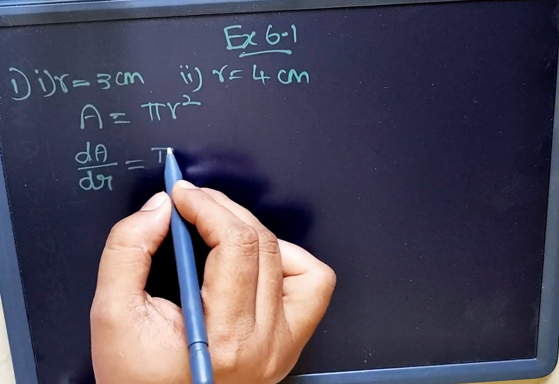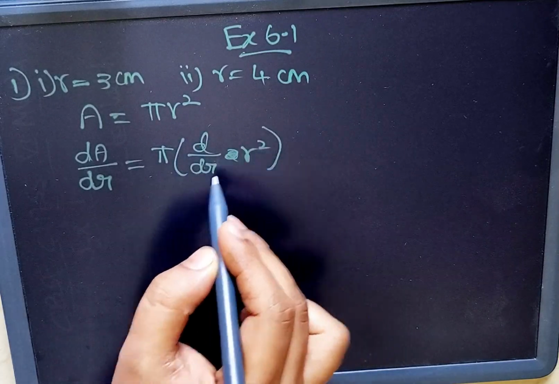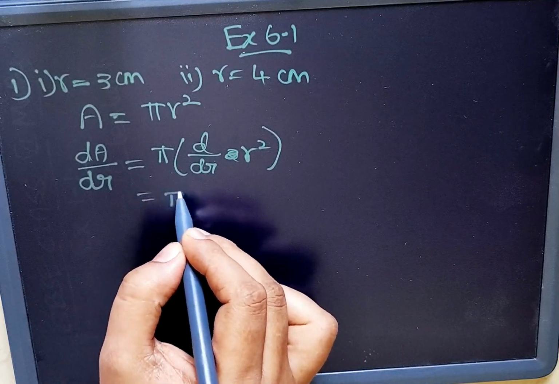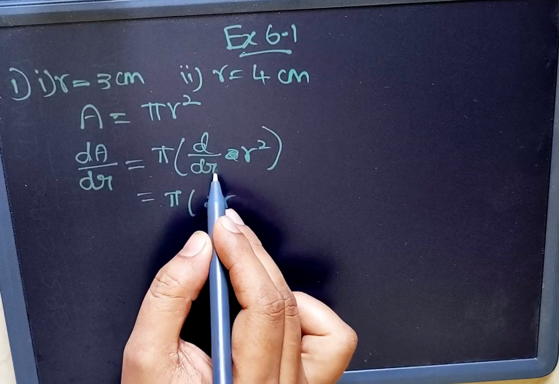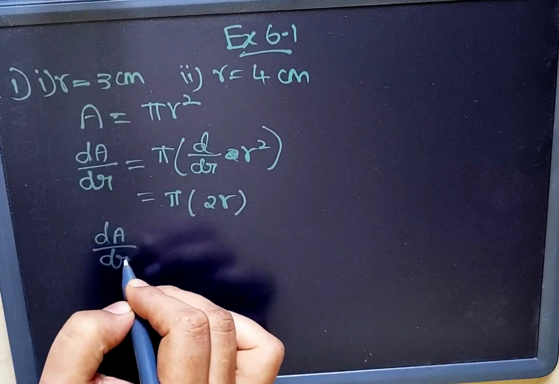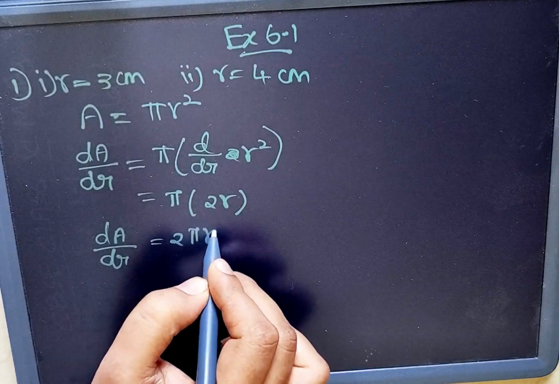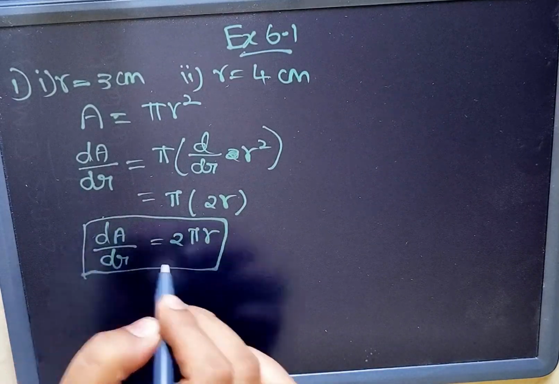Pi is constant, we'll take that out. And when we differentiate r square with respect to r, apply the power rule. So we get pi into 2r into r differentiation with respect to r will be 1. So we get dA by dr as 2 pi r. So this is the required general form.